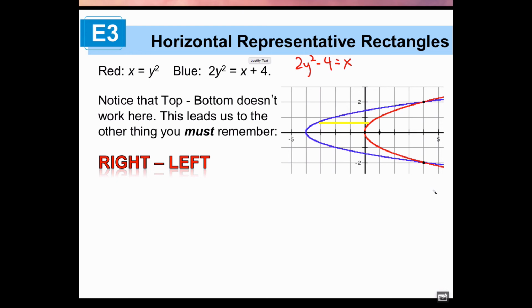Right minus left. What's the right function? The red one, which is y squared, minus the left, which is the 2y squared minus 4. Put that in parentheses. That's the width of that rectangle. How tall is the rectangle? dy. Very nice. We want a very short rectangle. Now instead of being a very skinny rectangle, we want a very short rectangle.